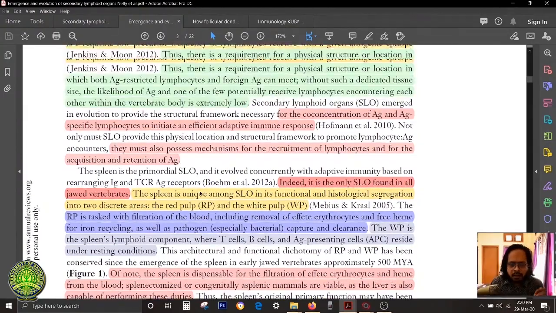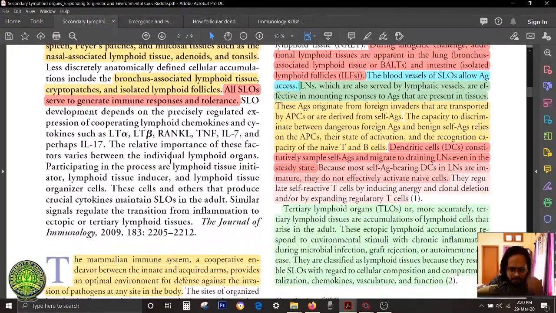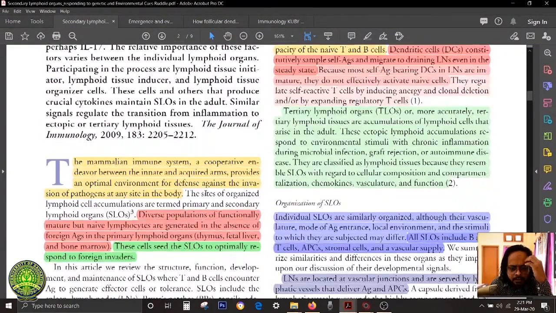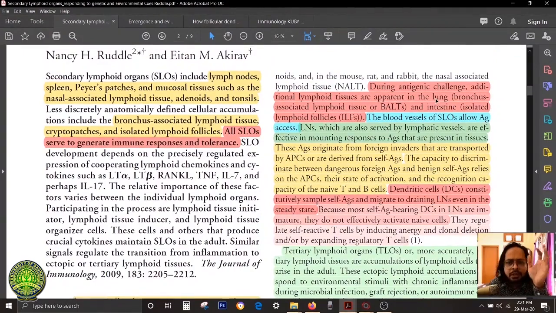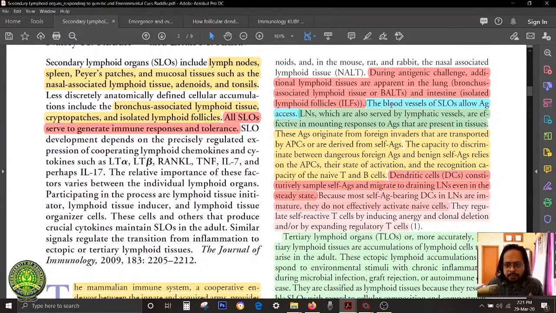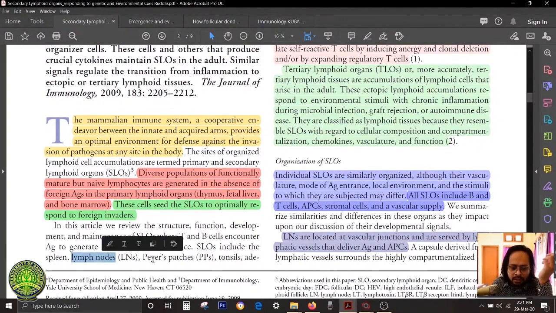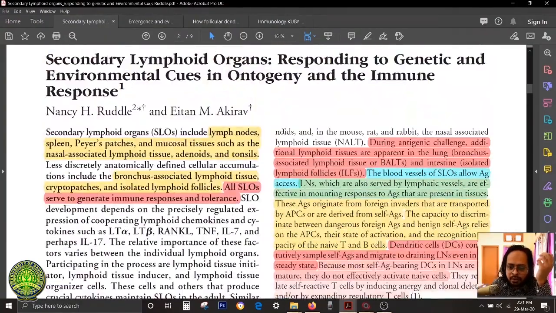All right. So now we go to the other article, and I'll discuss it as we go through. All right. So during antigenic challenge, additional lymphoid tissue are apparent in the lungs. All right. So lymph nodes. The first thing that we have to talk about here is the different types of secondary lymphoid organs that we have. These include the spleen, the lymph nodes, the Peyer's patch, which is there in the ileum, the tonsils, and the adenoids. All right.